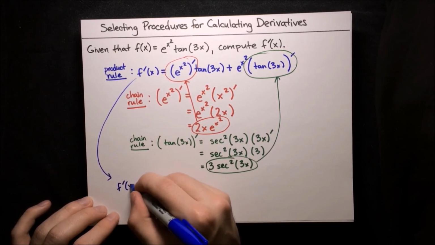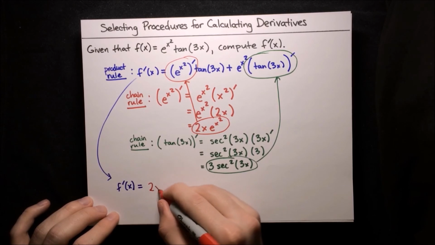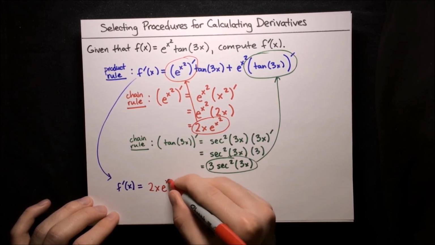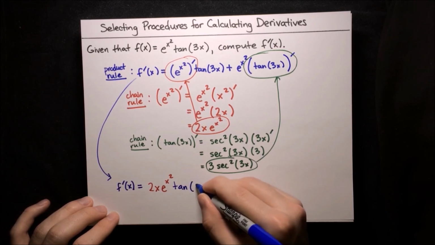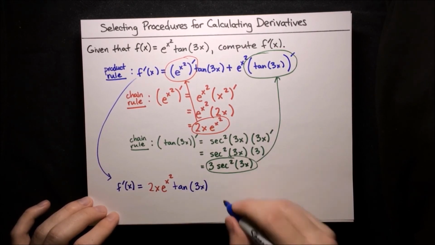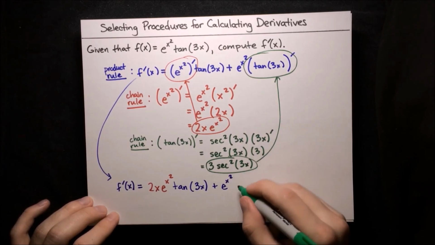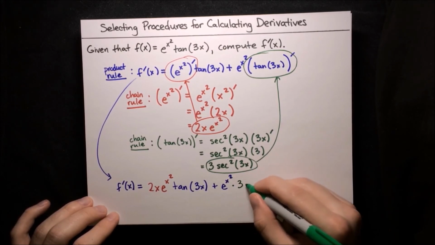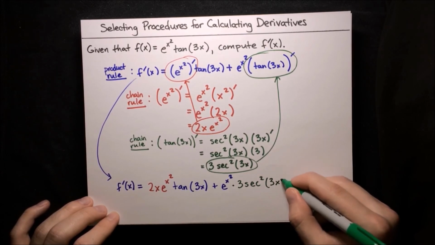f prime of x is equal to 2x e to the x squared times tangent of 3x, then plus e to the x squared times 3 secant squared of 3x.